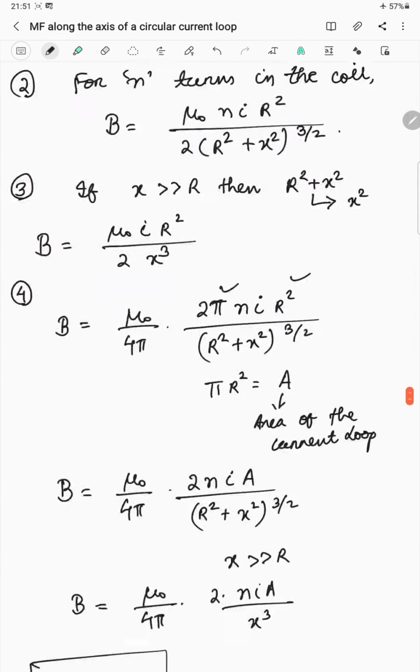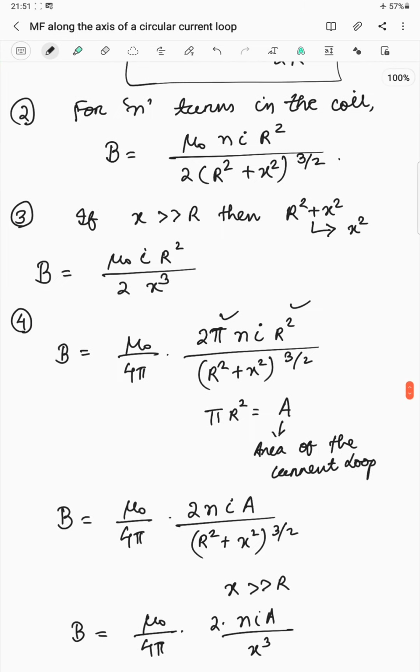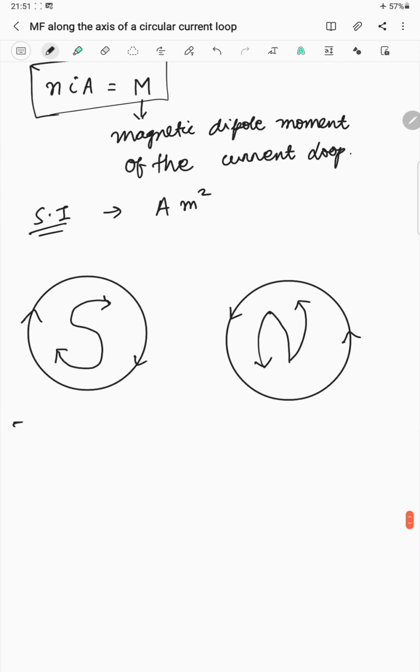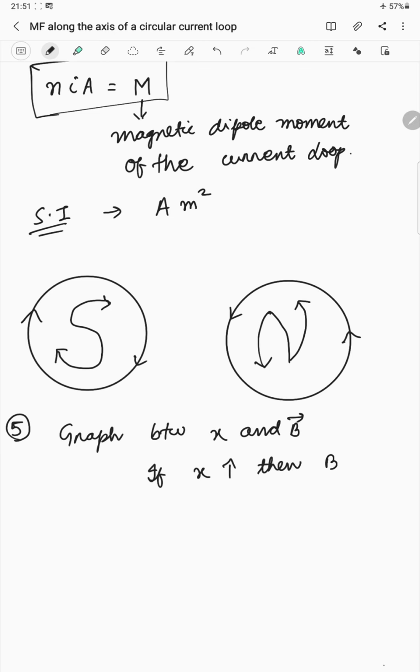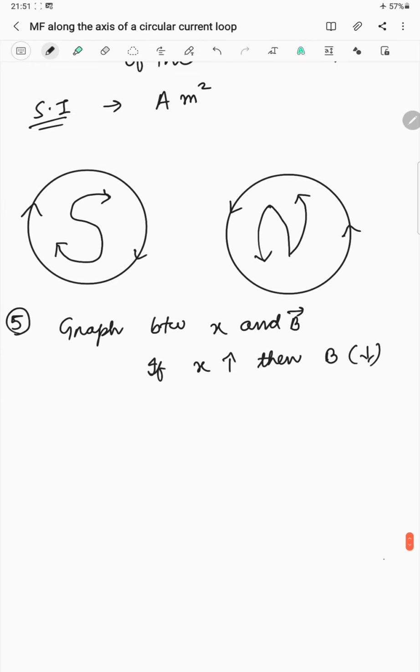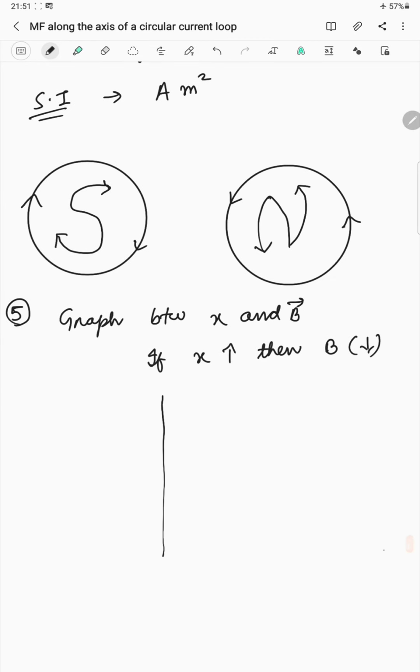Now one question comes in this case. What can I write for the fifth point? A question comes about a graph. It tells us to plot the graph between x and B vector. It is quite obvious from the expression that if x increases, then the value of B will decrease. So if I try to construct my graph between x and B, this will be x, this will be the magnetic field. How is it going to look?